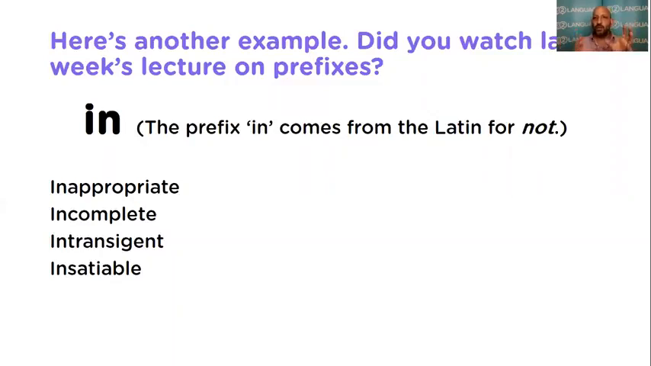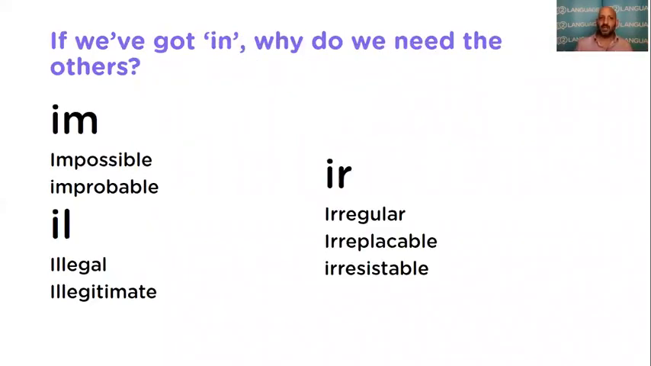Now, I have not changed those words at all. There's been no assimilation with in. In before those words just makes a new word: inappropriate, incomplete, intransigent, and insatiable. Now, compare that to the im, il, or ir words. We've already got in, so you could ask legitimately, why do we need all of the other ones? It's so difficult to remember.